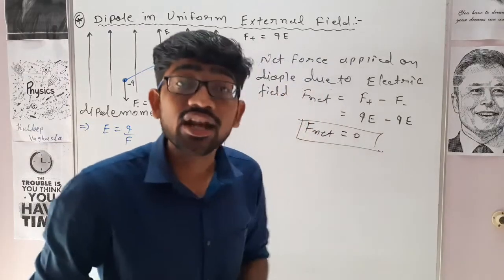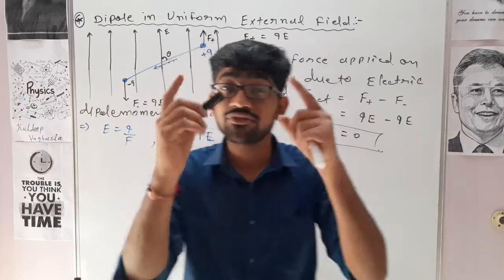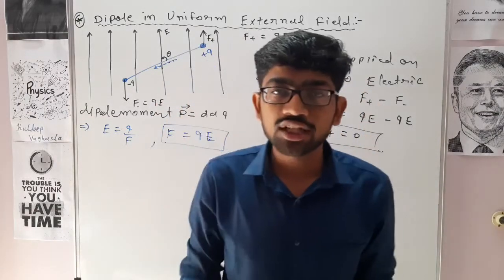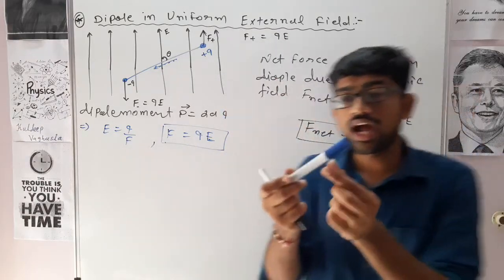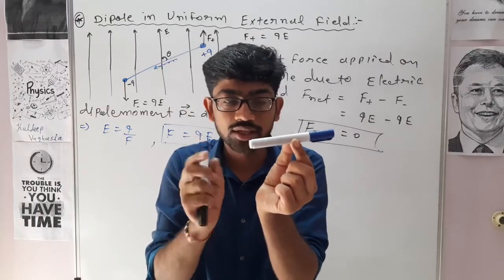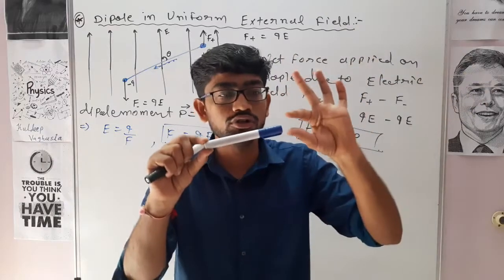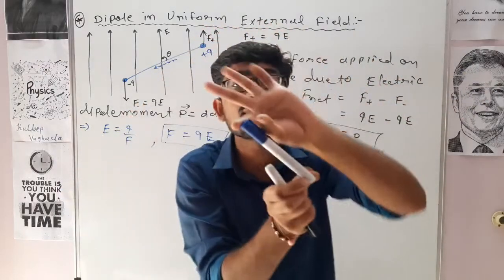See, when the net force is 0, then what happens? When the net force is 0, then torque is created. Because torque is created only when the net force is 0. See, suppose there is a dipole, okay? Now if you apply equal force in this direction, and that equal force you also apply in the opposite direction, then torque is created, yes or no? Rotational motion occurs.